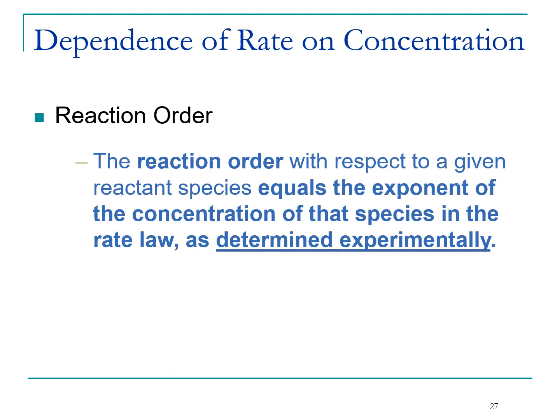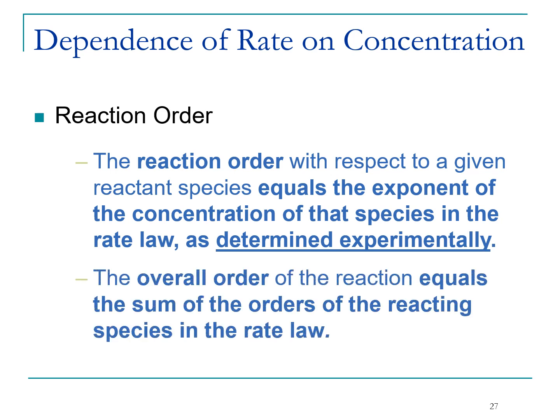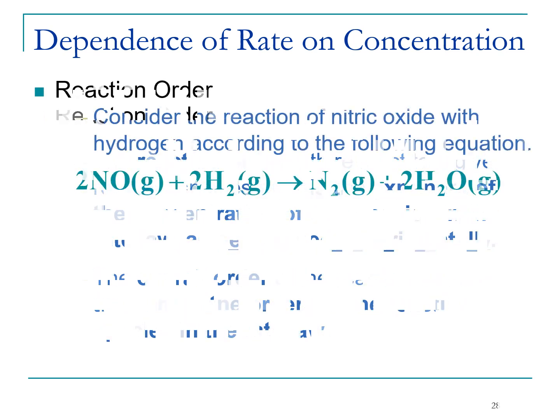All right, so let's get a few terms in. Reaction order is just equal to the exponent of the concentration of that species in the rate law as determined experimentally. So in other words, let's make it simpler. The reaction order just equals the exponent, and then the overall order of the whole reaction will equal the sum of all the orders of each species. So let me give you a better example.